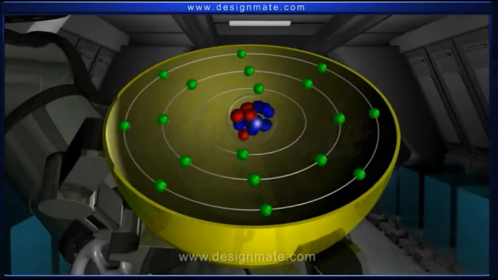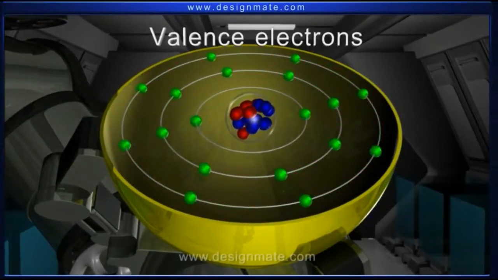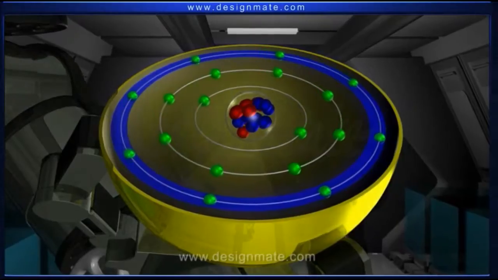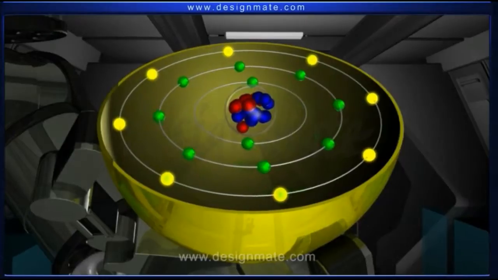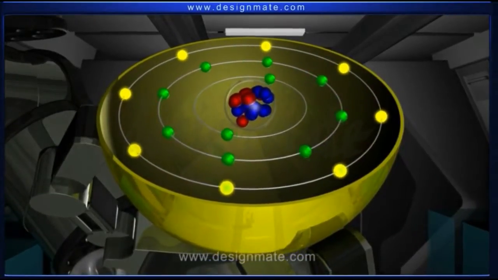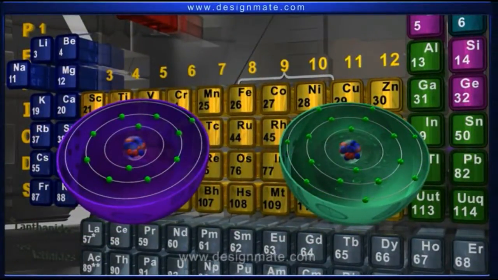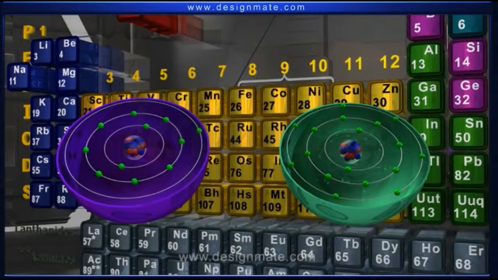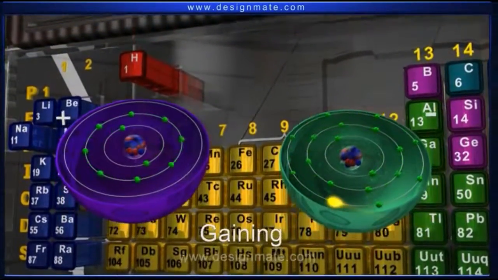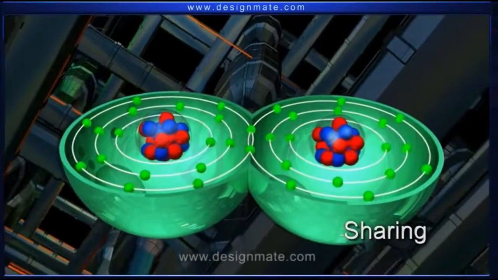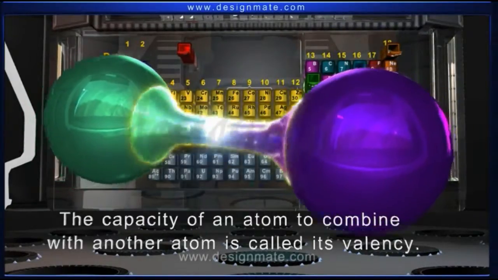Summary: we have studied that the number of electrons present in the outermost orbit are known as valence electrons, and the outermost orbit is called valence orbit. The maximum number of electrons that can be accommodated in the outermost orbit is 8. Elements with incompletely filled valence orbits have the tendency to complete their octet configuration by losing, gaining, or sharing their electrons. This capacity of an atom to combine with another atom is called its valency.